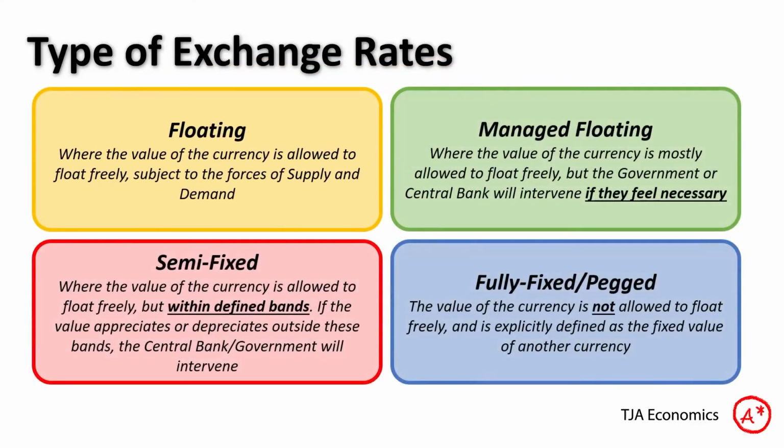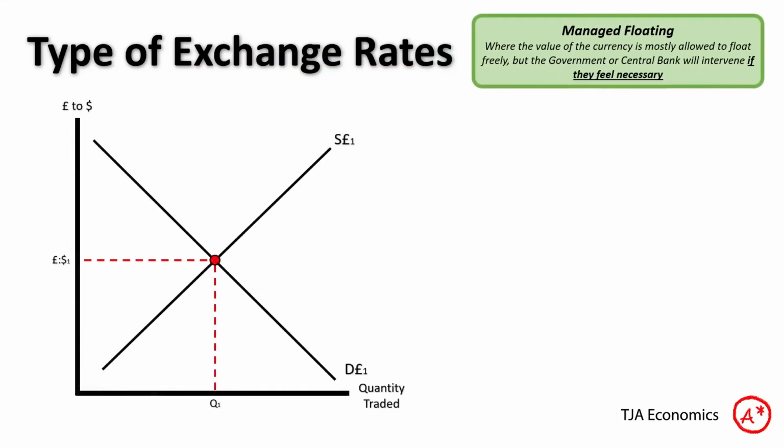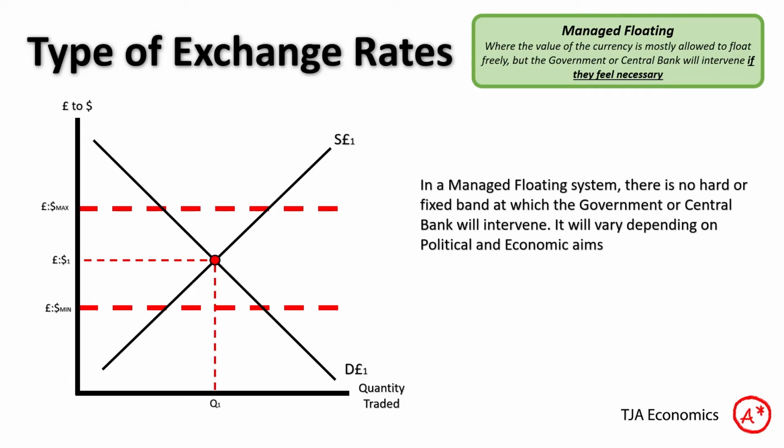Our second one, managed floating exchange rates. Our diagram is a bit different. We start with our basic supply and demand here. We've seen that before. The way I show it is with these sort of dotted bands. You can draw that as well. That's how I do it. And what we would say is that there's no hard or fast fixed band that they will intervene. It depends on their economic aims and objectives.